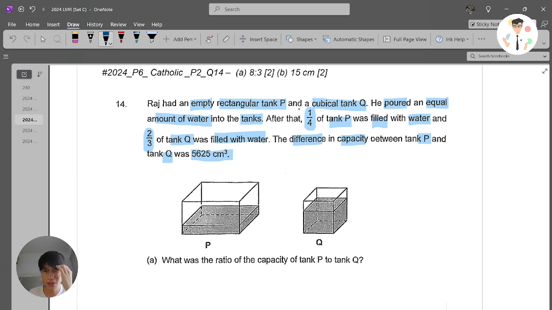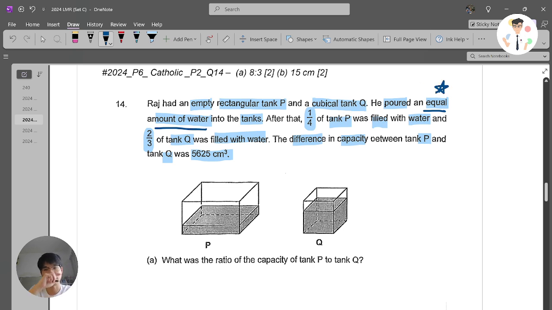Now, the keyword that I believe you're able to notice from here is equal amount of water. If I say pour an equal amount of water, it means that what is being filled is supposed to be the same. Now, P is 1/4 being filled, Q is 2/3 being filled. Now, this 1 or this 2 represents what? The water, correct? And the number at the bottom means what? The capacity.